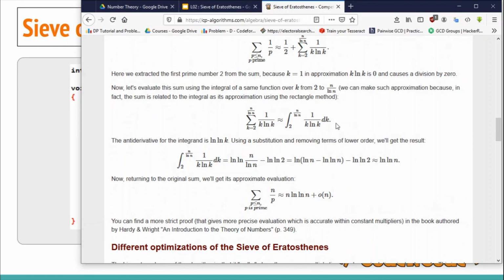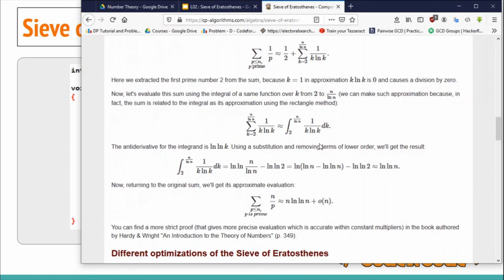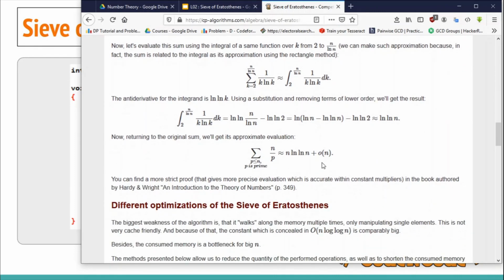If you have studied summation and integration, it requires a little bit of knowledge of integration and summation, and then you would be able to finally come up with the formula or upper bound of the running time of this algorithm, which would be n log n.